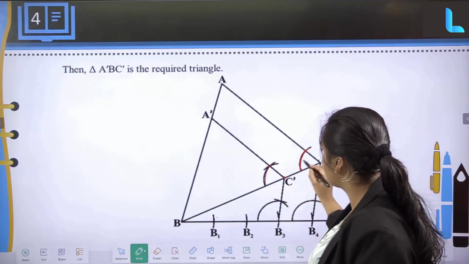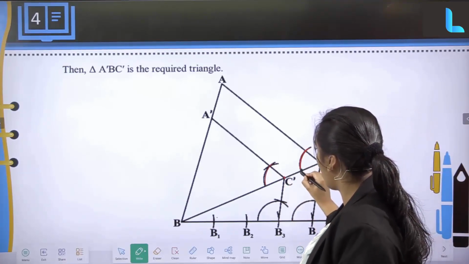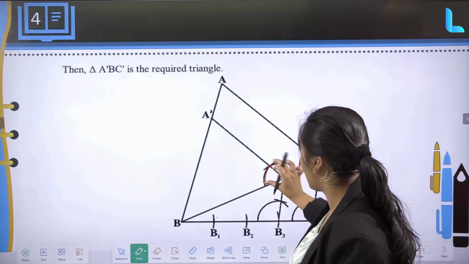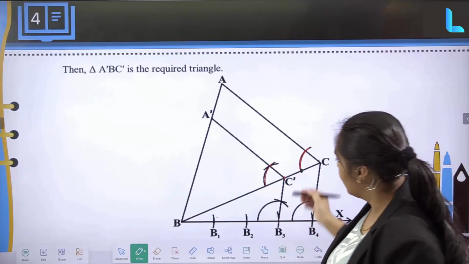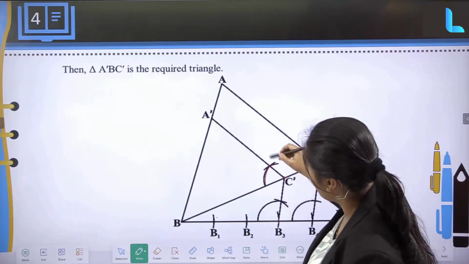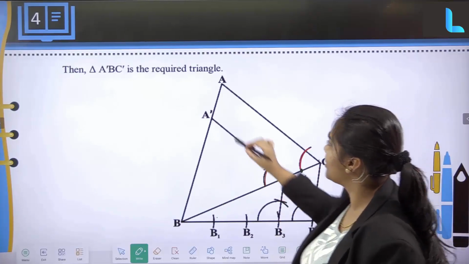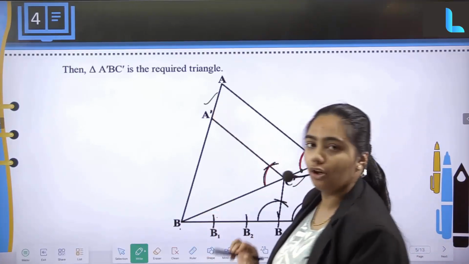Once you do that, now consider your point to be here. Take your compass and place it over here. So whatever is the distance between this, you just have to draw an arc over there. Once you get that, you just have to join that, and you will be getting A dash, right? See, here you have got C dash, A dash, and B is going to be your common thing.